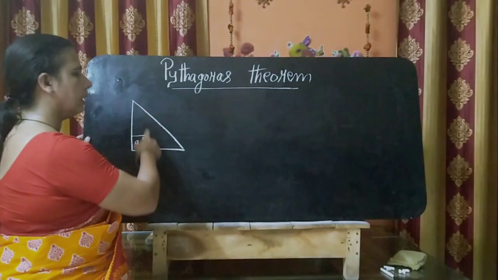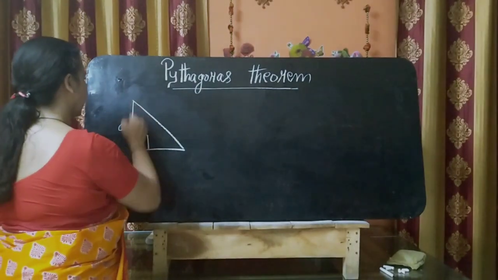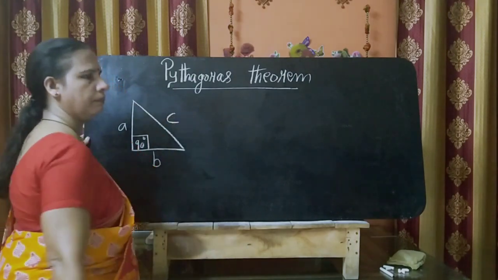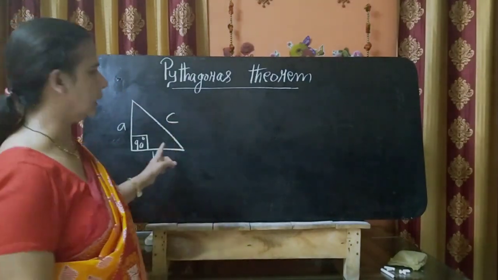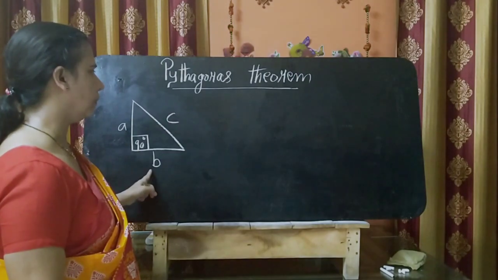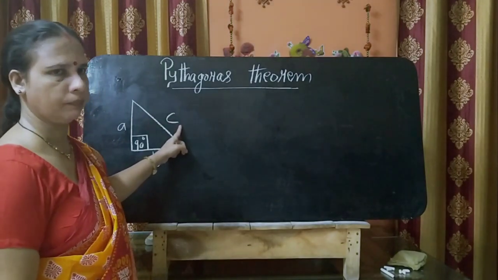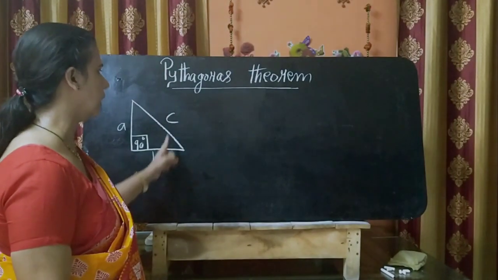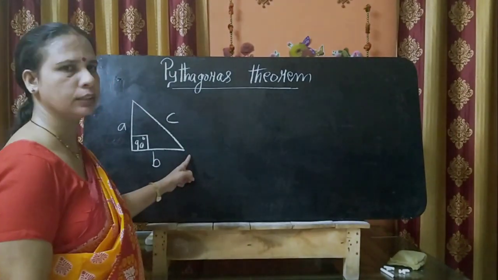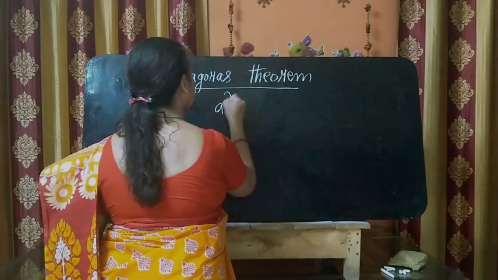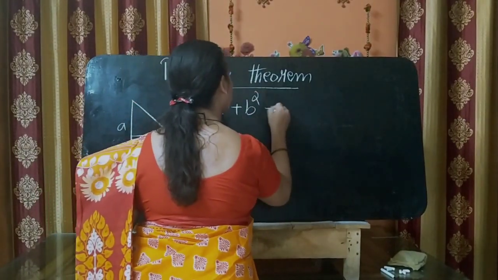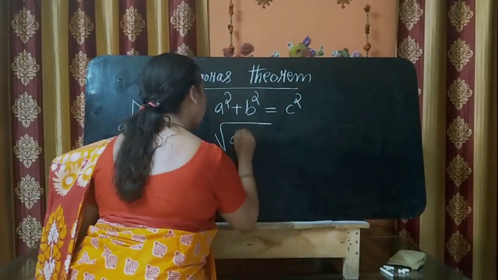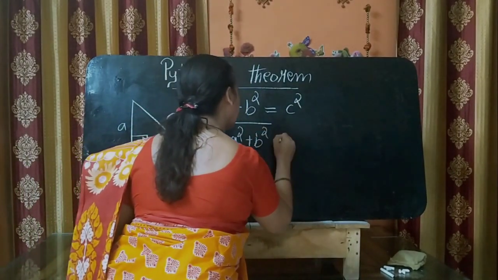In this right angle triangle, I am taking this side A, this side B, this side is C. According to Pythagoras theorem, A square plus B square equals C square. A square means this side square plus this side square is equal to this side square. That is A square plus B square equals C square.